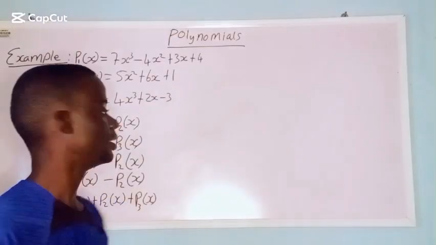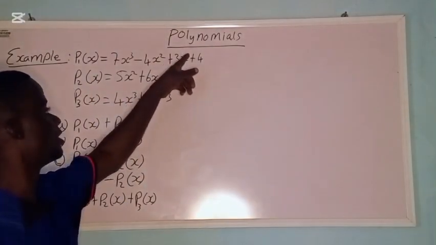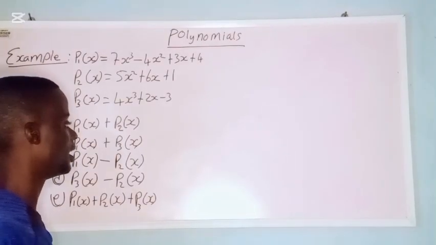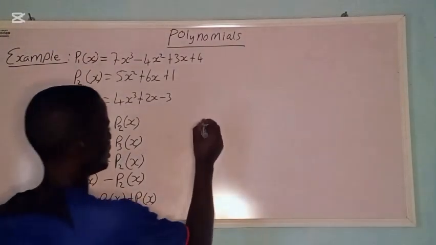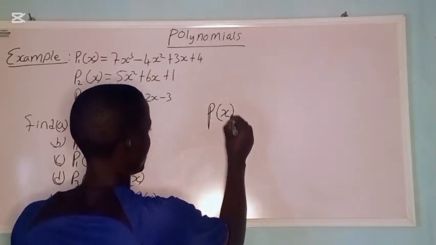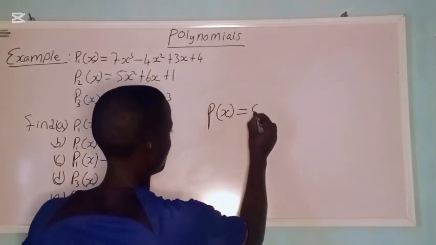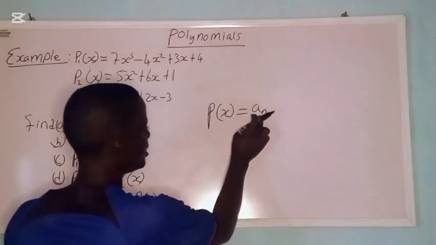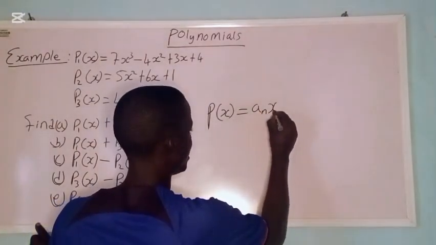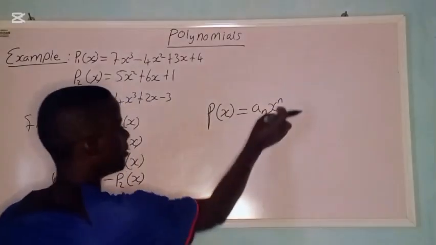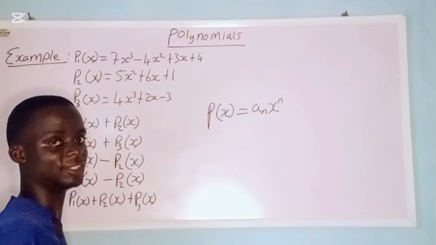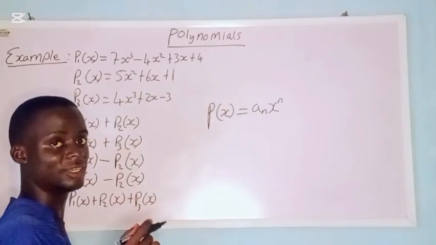All right, welcome back. There's a question, and this question is under polynomials. Now, in polynomials, there is always a standard expression that says P(x) equals a_n, this a_n is the coefficient of x, and we have x^n. Now, this n that is up is what is called the degree of polynomial.